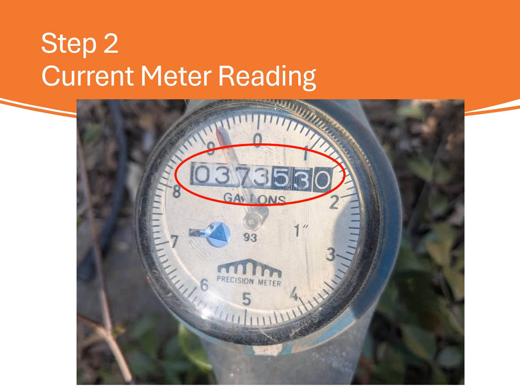Next, you will need to look at your meter face and record the numbers shown. In this case, there are 7 digits shown. However, the leading zero does not need to be recorded. For this meter reading, you would record 373530. It doesn't matter that some digits are white and others are black. Just record all the digits unless there are leading zeros.